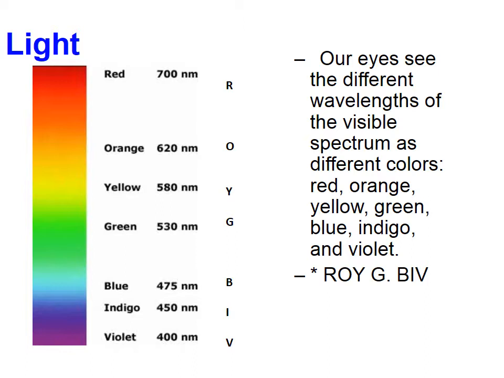If you can remember the name Roy G. Biv, that'll help you put them in order of wavelength. So you have red, orange, yellow, green, blue, indigo, and violet.